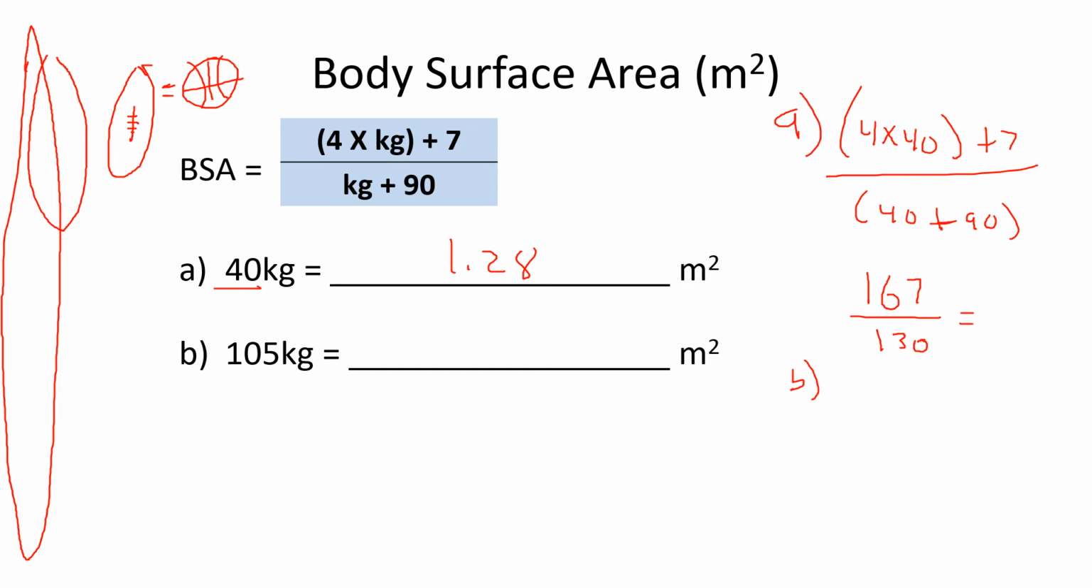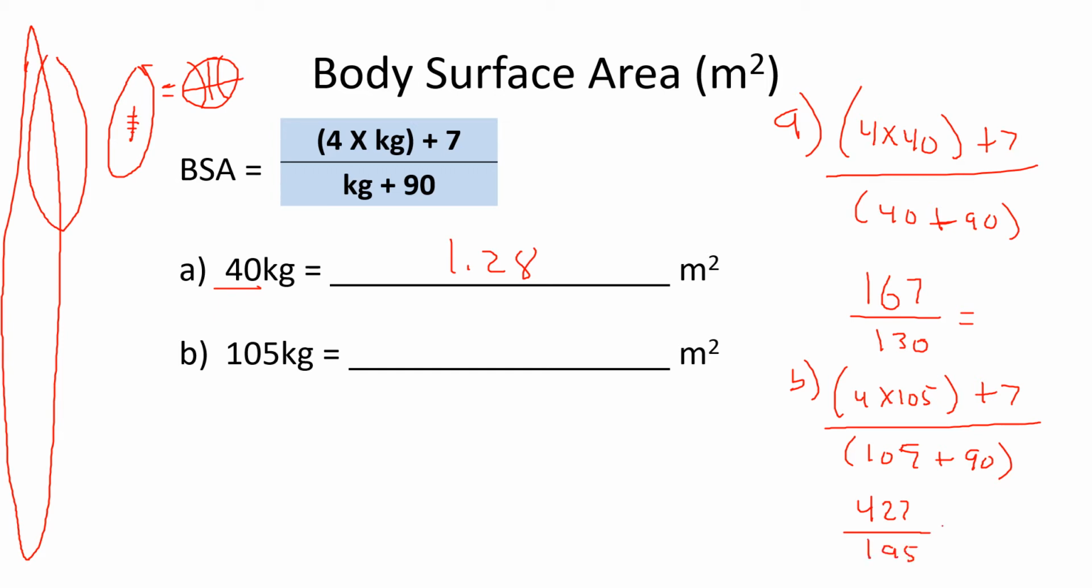Do the second example. So it's 4 times 105 plus 7 over 105 plus 90. 427 over 195. 2.1.